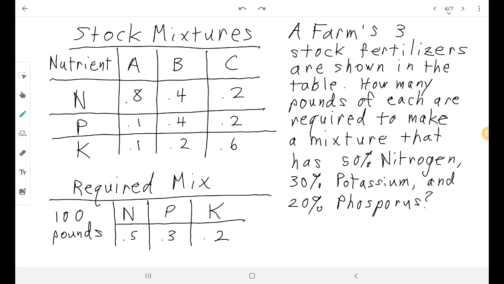So one thing you might note is that we want 50 pounds of this, that's 50% of 100, and 30 pounds of this, that's 30% of 100, and 20 pounds of this, that's 20% of 100. So how do you set this up? Well, you say, okay, I've got these here that tell me a bunch of things.